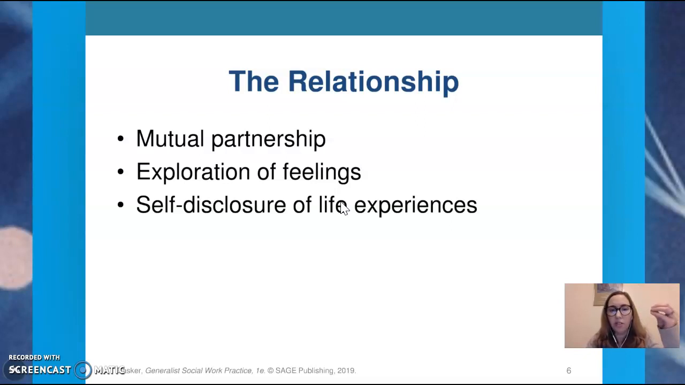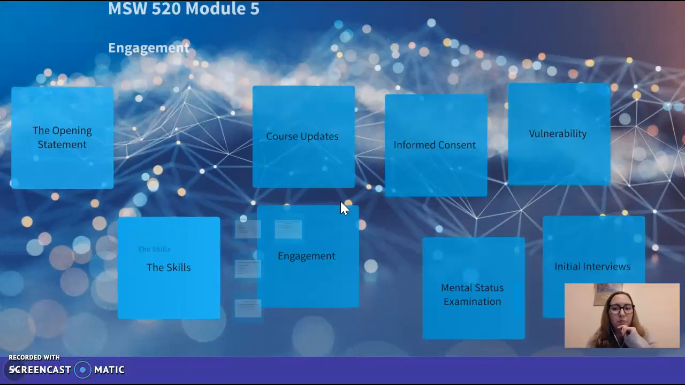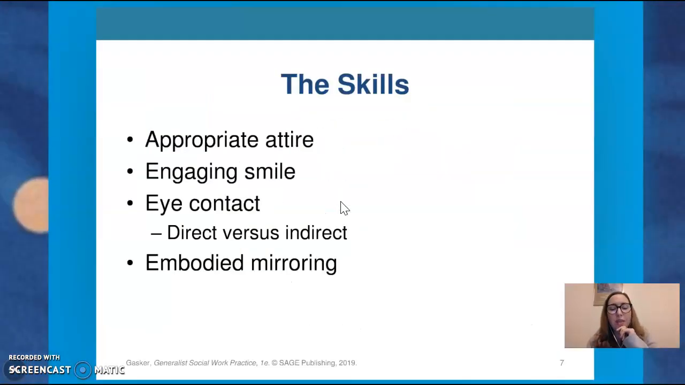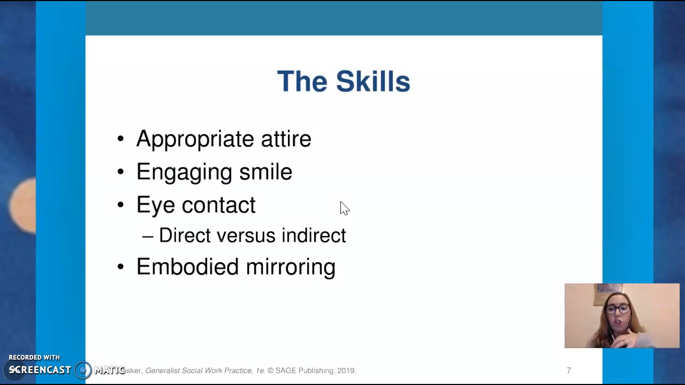Emotions are central to the human experience, and disclosure of life experiences and exploration of feelings around those experiences is very likely to happen, and I think is a hallmark of effective engagement. Again, even when your professional relationship is perhaps not as centered on emotions as it might be in, say, a counseling relationship. All right, so what do we actually do? Some things to think about in an initial engagement with clients is how we look.